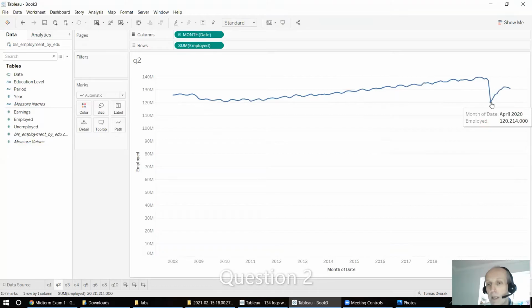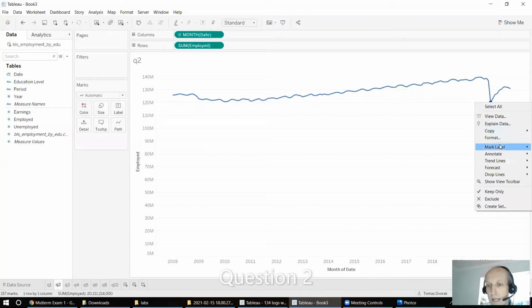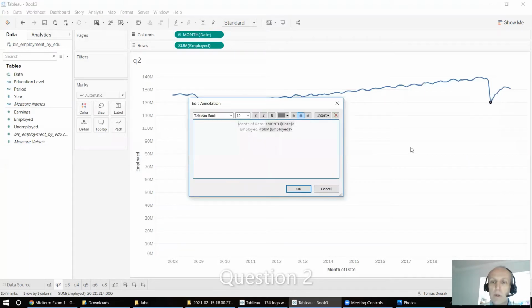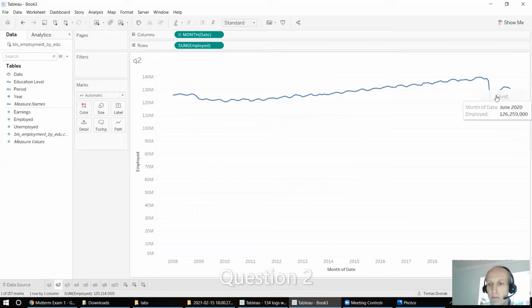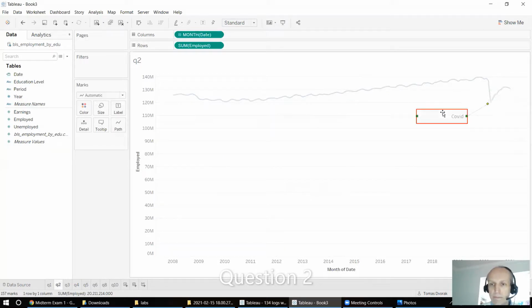What happened in April 2020? Of course, we had the shutdown due to the pandemic. Here, I'm just going to say this is COVID, and of course we can make that annotation a lot nicer if we wanted to. There.